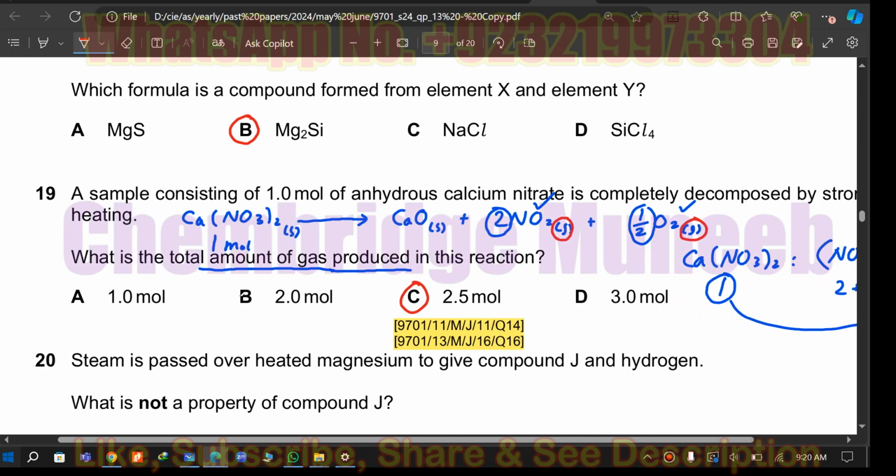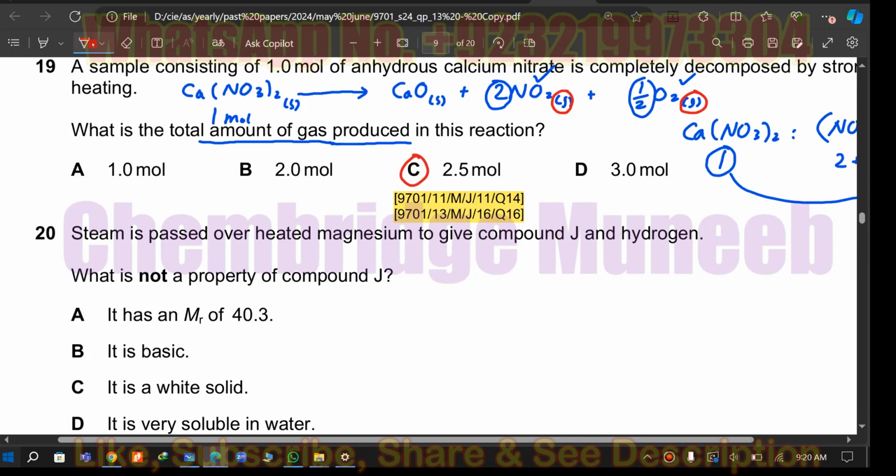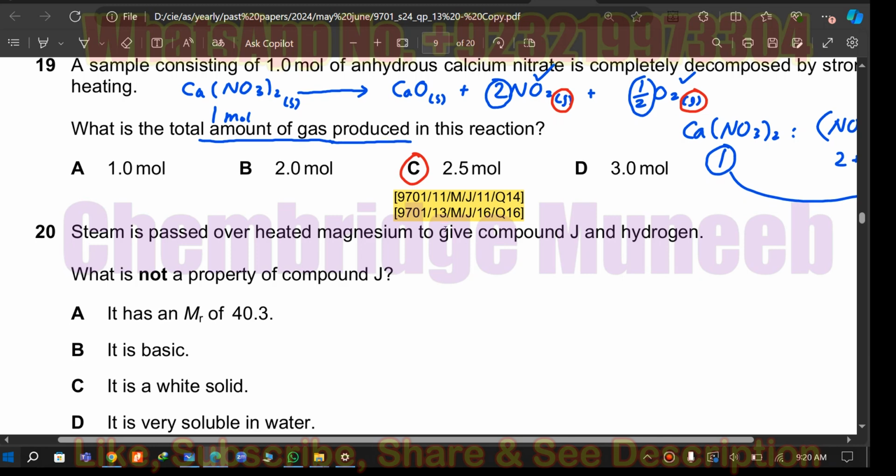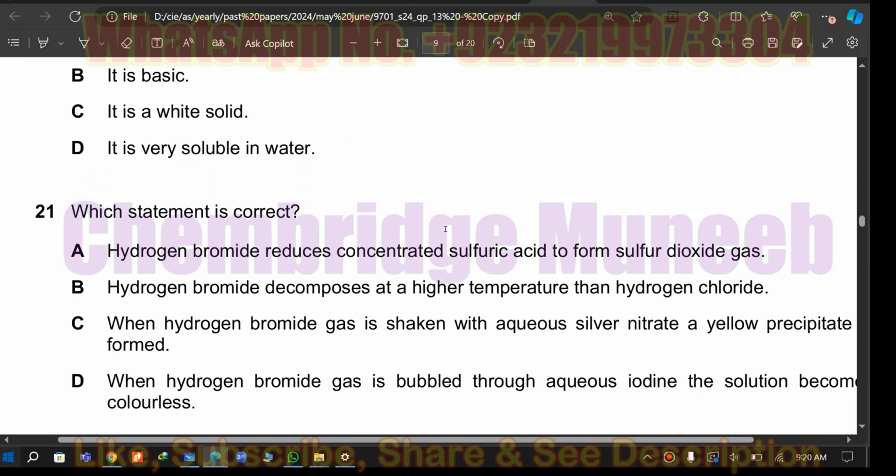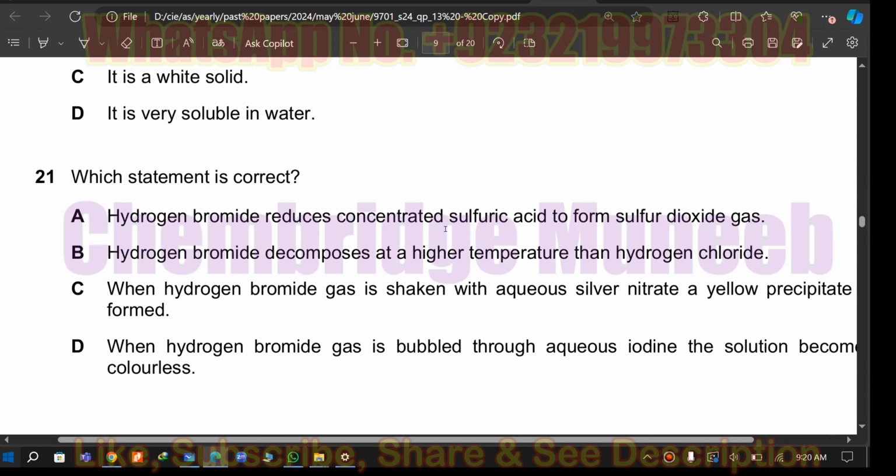Now next, question number 20. This question number 20 is already attempted by someone else. I have given the link in the description as well as the comment section. Now question number 21, we have to select the right option. The first statement says that hydrogen bromide reduces concentrated sulfuric acid to form sulfur dioxide gas. Okay, here let's leave this option and move to the next option, B.